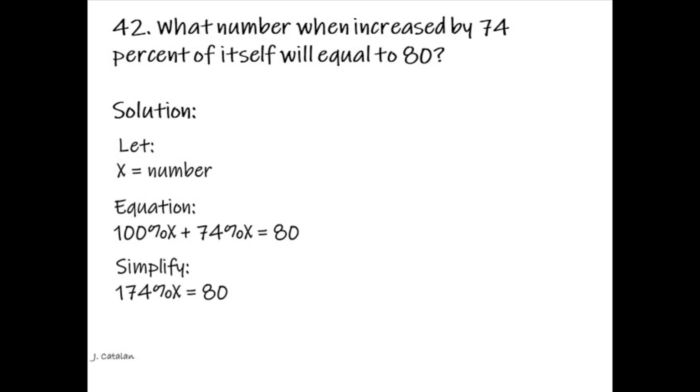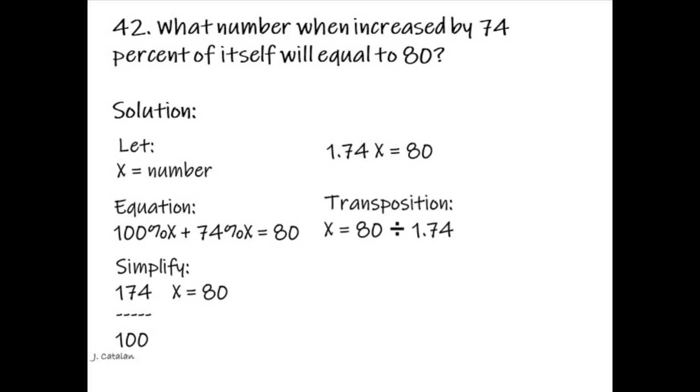To eliminate the percent sign, divide 174% by 100%, then cross out the percent sign. The result is equal to 1.74. The new equation is now 1.74x is equal to 80. Transposition. x is equal to 80 divided by 1.74. The result is x is equal to 45.977. Round it off, it will now become 46.